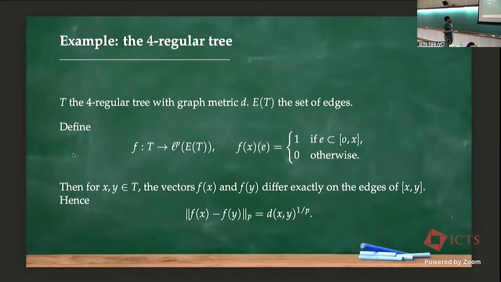If you look at this f and then look at the difference of f(x) and f(y), then they differ precisely on the edges going from x to y. So it's not difficult to see that this object, the LP norm, is exactly equal to the P-th root of the graph distance.